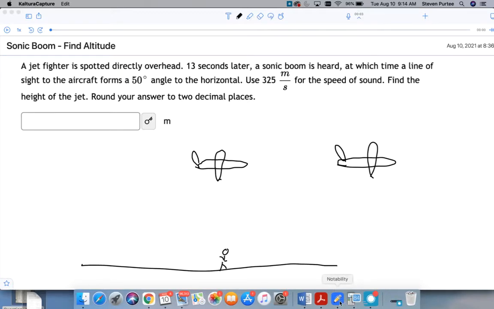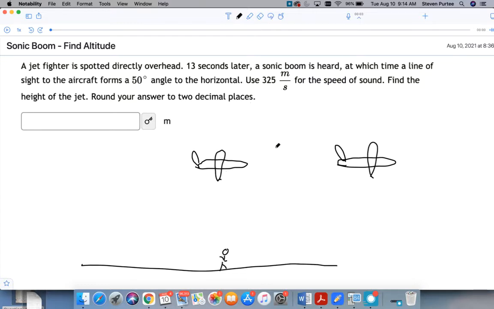Okay, so we've got this problem here. We see a plane directly overhead. 13 seconds later, we hear the sonic boom, so the plane is now over here. Let's assume it's going to the right. We have an angle here of 50 degrees. We're going to find the height of the plane.